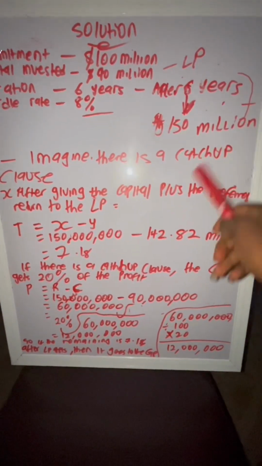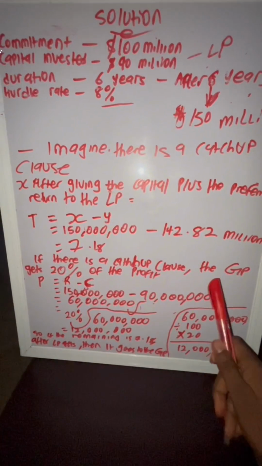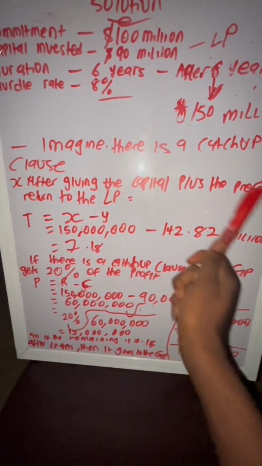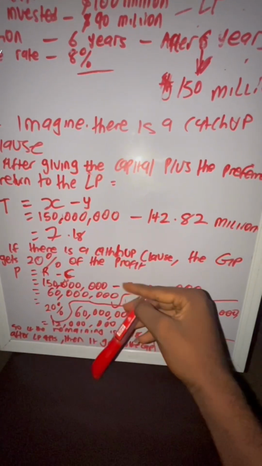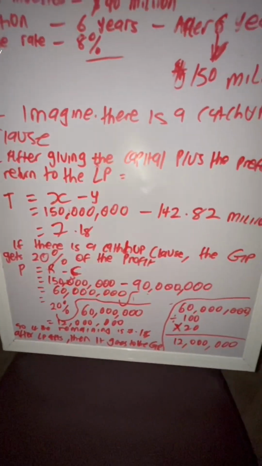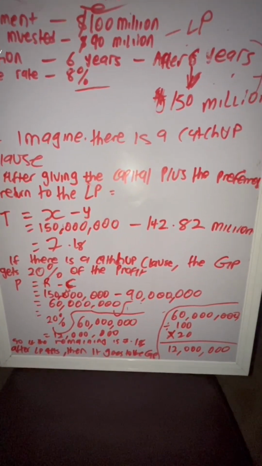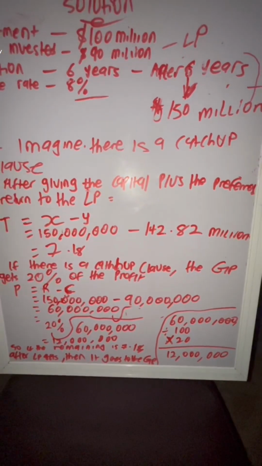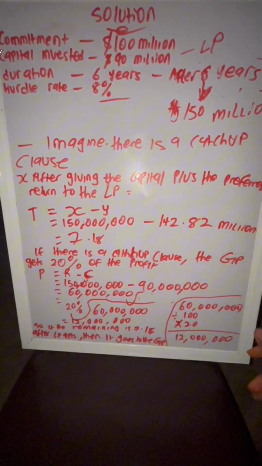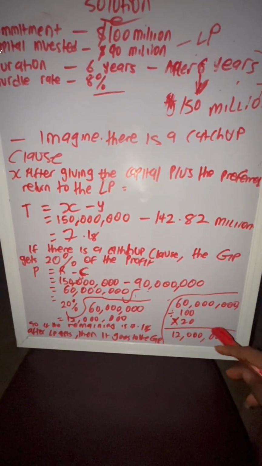So this is the question. Imagine there's a catch-up clause. After getting that 1.18, which is after paying the LP everything, their capital plus their preferred shares, the question is: what if there's a catch-up clause? So what is a catch-up clause? A catch-up clause is a plus.